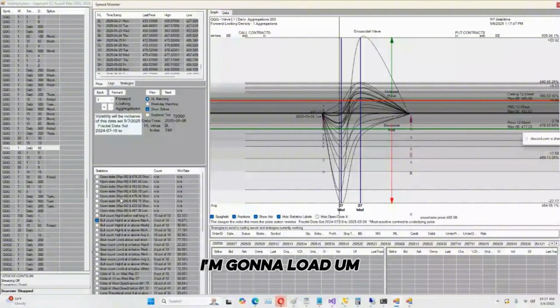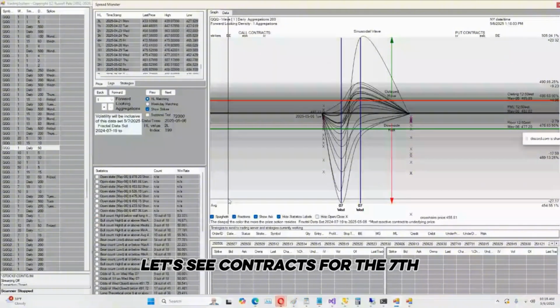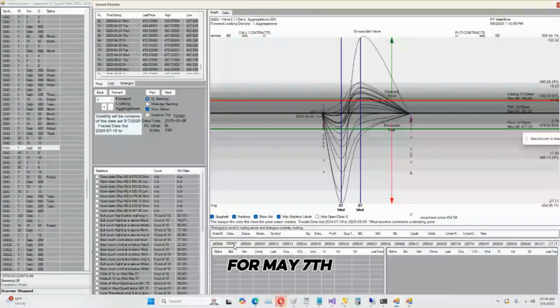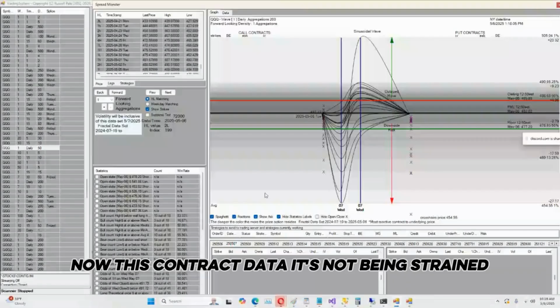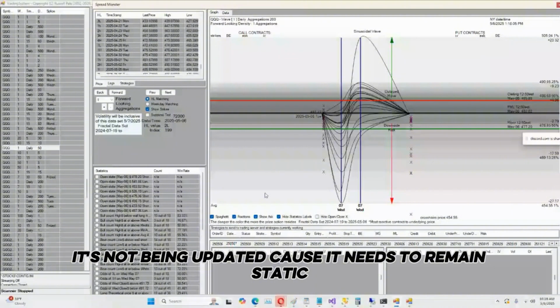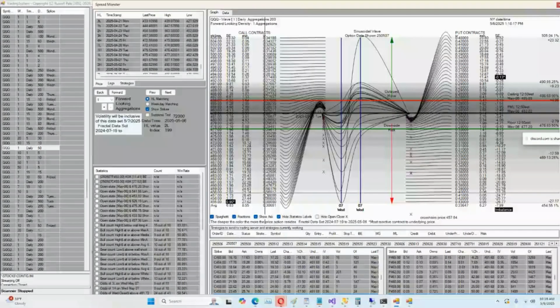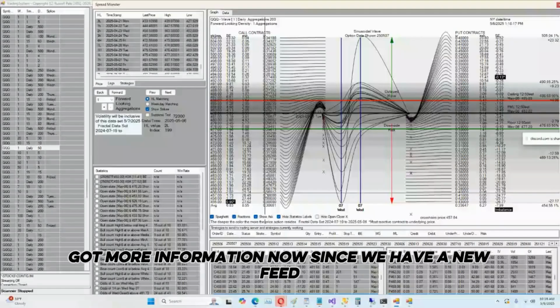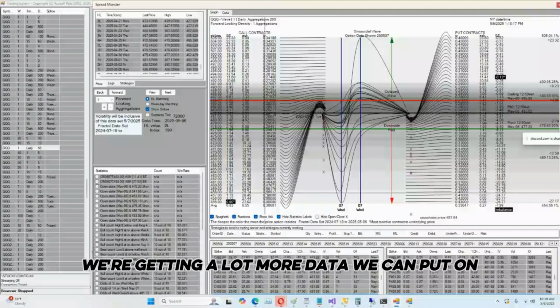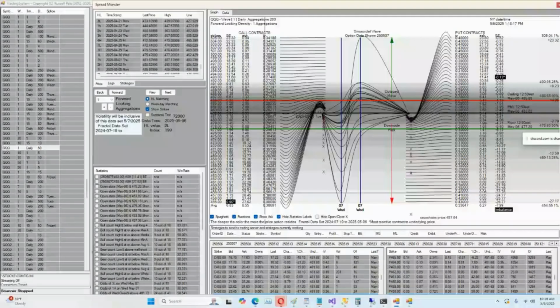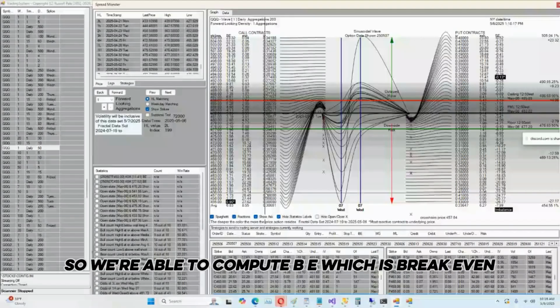Now I'm going to load contracts for May 7th. Now this contract data is not being streamed, it's not being updated, because it needs to remain static while working on this graph. We can't have things flying around while we're working on it. And we've got more information now since we have a new feed. We're getting a lot more data we can put on. So we're able to compute BE, which is break even.